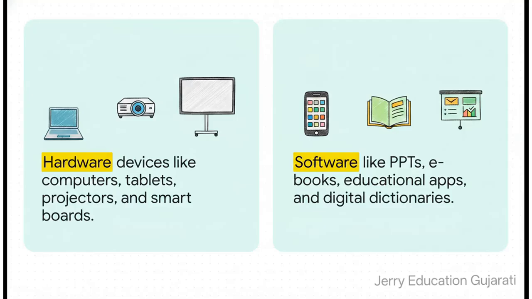Okay, for your exams, and honestly just for your own sanity, it helps so much to group your digital toolkit into 2 distinct buckets. On one side, you've got hardware. These are the physical tools you can actually touch, like computers, projectors, and smartboards. On the flip side, you have software and digital media. These are the invisible programs and content that run on the hardware. Things like your PowerPoint presentations, digital dictionaries, and educational apps. You really need both working together to make the magic happen.